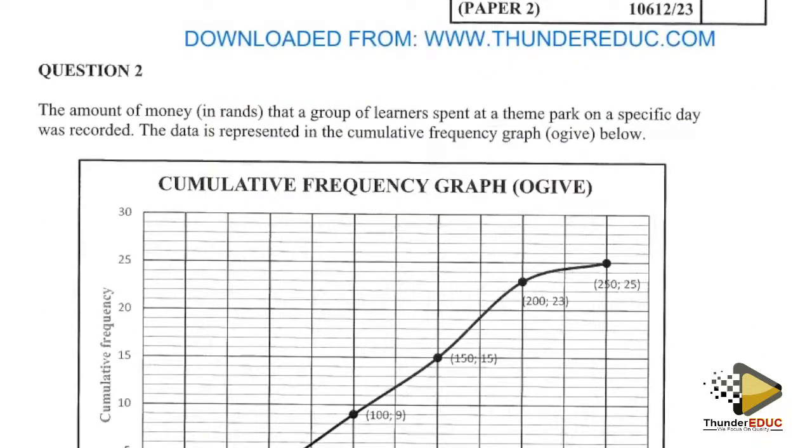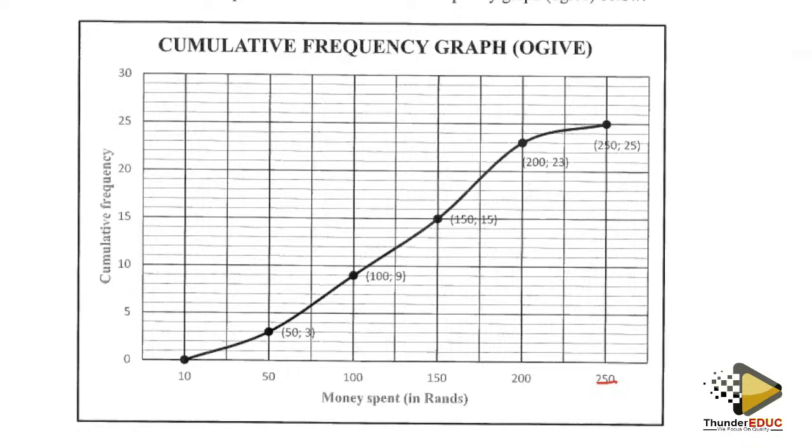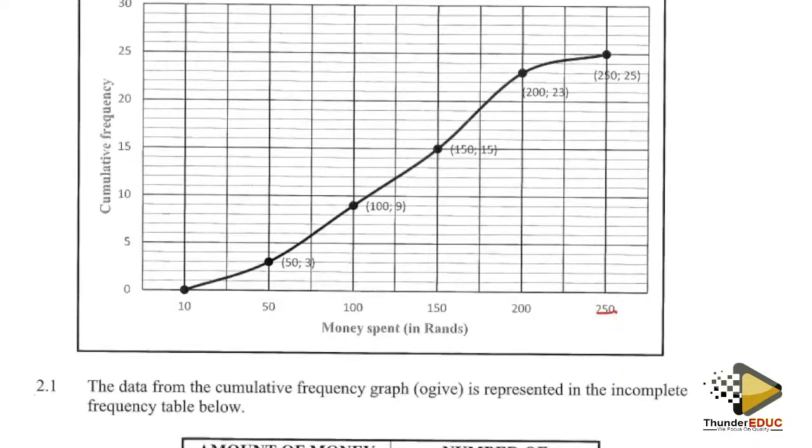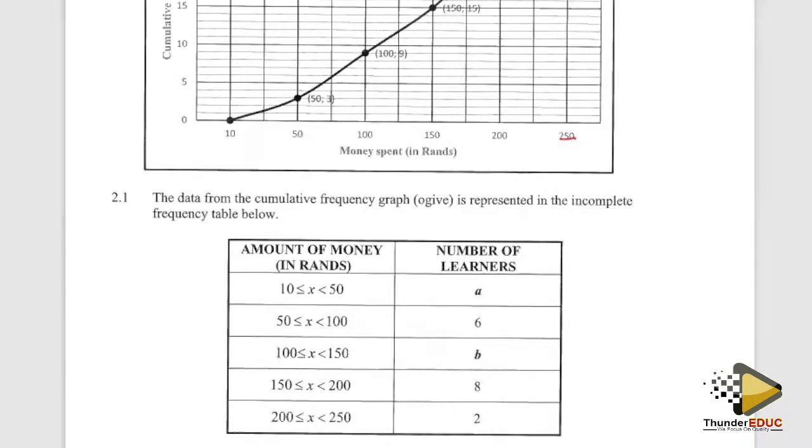Then question number 2, still under statistics, we are being told that the amount of money that a group of learners spent at the park on a specific day was recorded, and then we have a cumulative graph. Okay, we have the starting point as 10, and then the last point as 250. So they're telling us that the data from the cumulative graph is represented within a table that is incomplete. Then they want us to determine the number of people that visited the park.